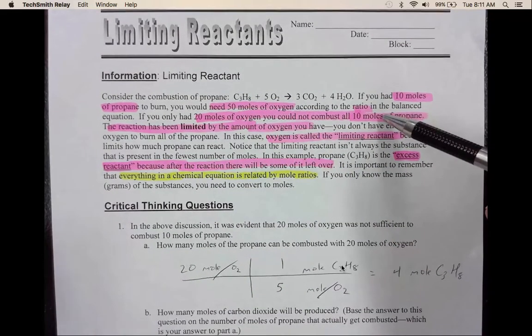Propane is what we call the excess reactant. It's excess because you have extra. You're not going to be able to react all 10 moles of it. That means you're going to have extra.